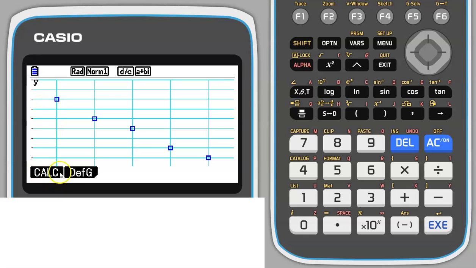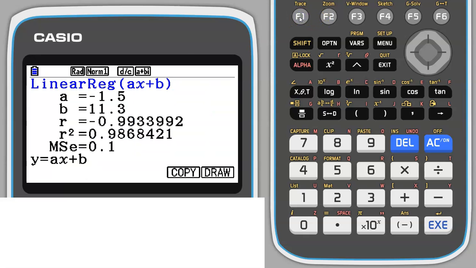To do that, we're going to calculate. So we're going to press F1. We're looking at a linear line, so just x. And then you may have a couple of options here. I always choose ax + b. This gives us our line equation, y = ax + b. So the line equation itself would be y = -1.5x + 11.3. That's the equation of the line that we would draw through these points.